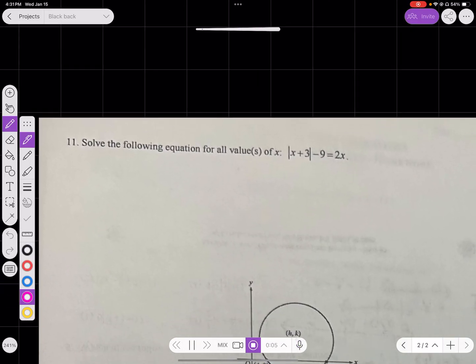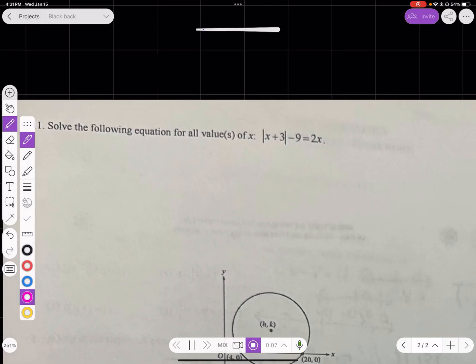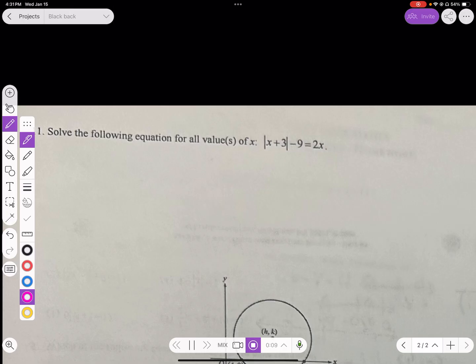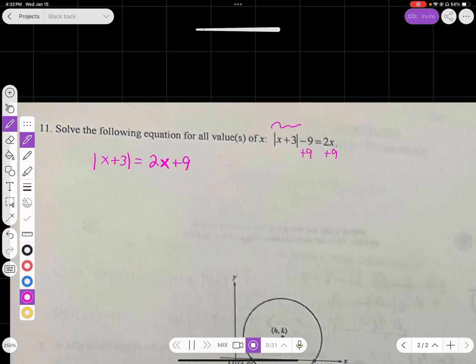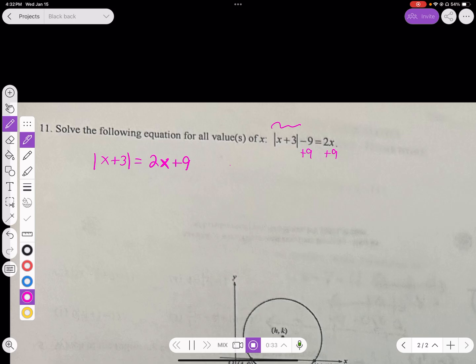Solve for all values of x. So it's an absolute value equation. If you remember, I said get the darn absolute value alone. Excellent. We add 9 to both sides. X plus 3 is 2x plus 9. I have to leave them separate. They aren't like terms. All righty, so here we go. This is a tough little math problem. I will tell you the procedures for it.